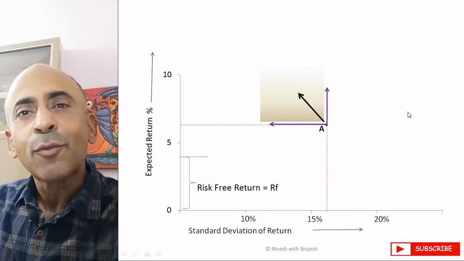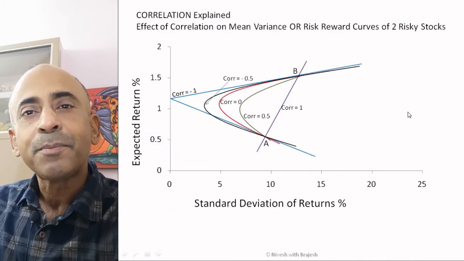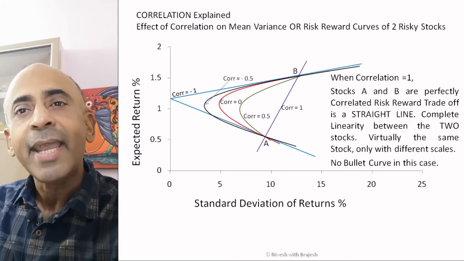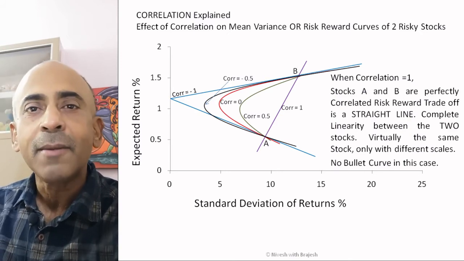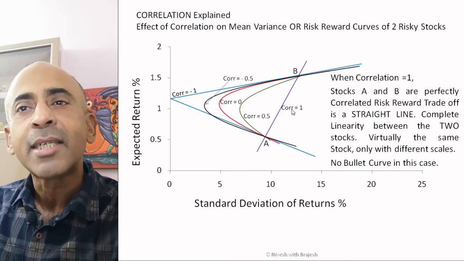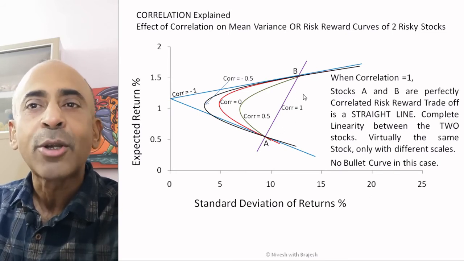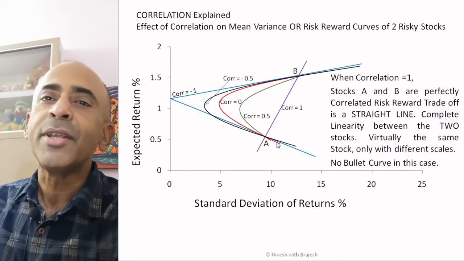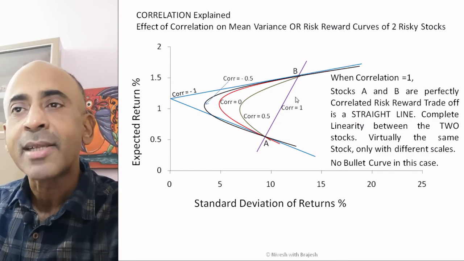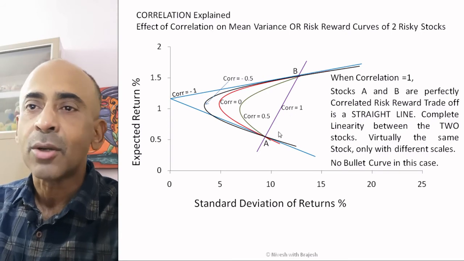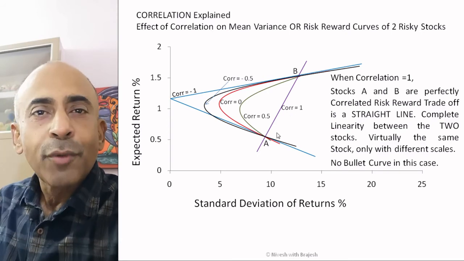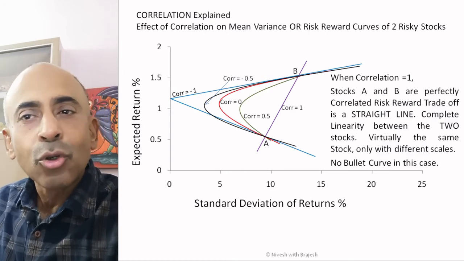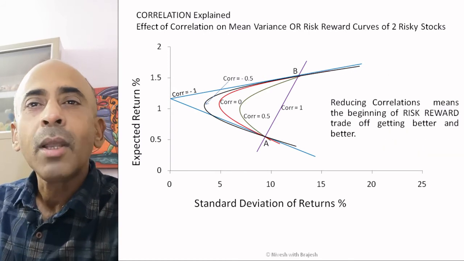Now let's see the influence of correlation on the bullet curve. When correlation equals 1, in other words, when stocks A and B are perfectly correlated, expected returns versus standard deviation, that is the risk reward trade-off, is a straight line. So there is a complete linearity between the two. One rises, the other rises, one goes down, the other goes down. It's fairly simple. So you virtually have the same stock, only with different scales. So no bullet curve in this case.